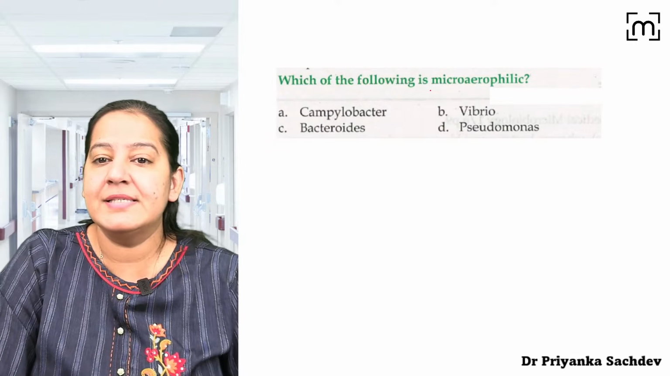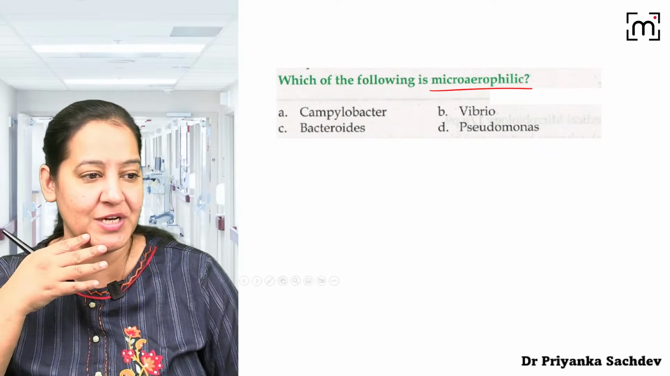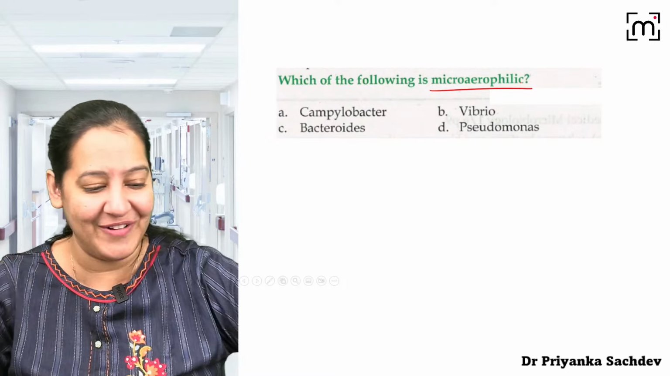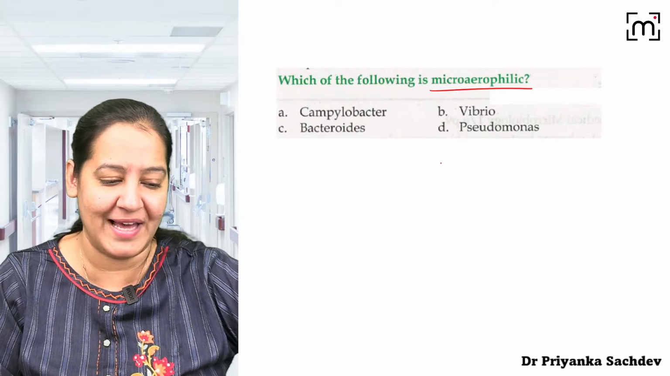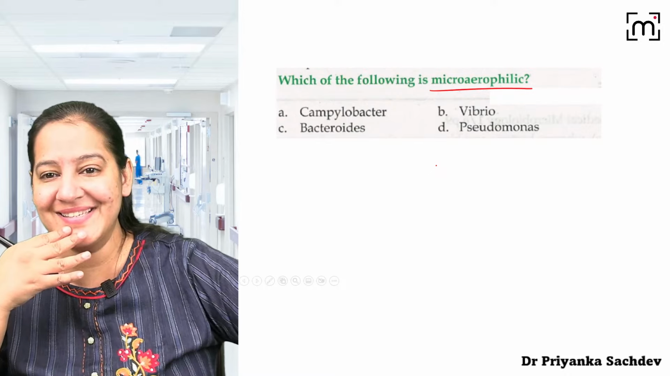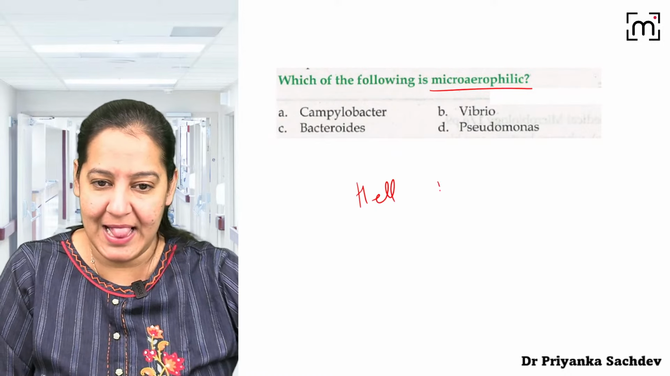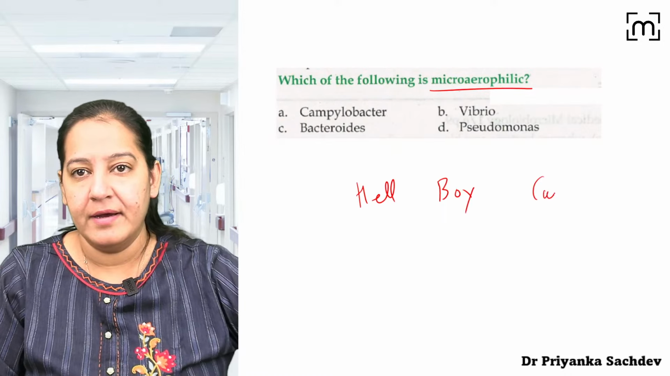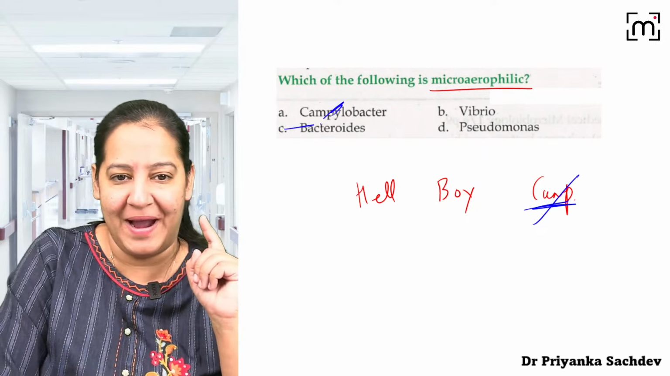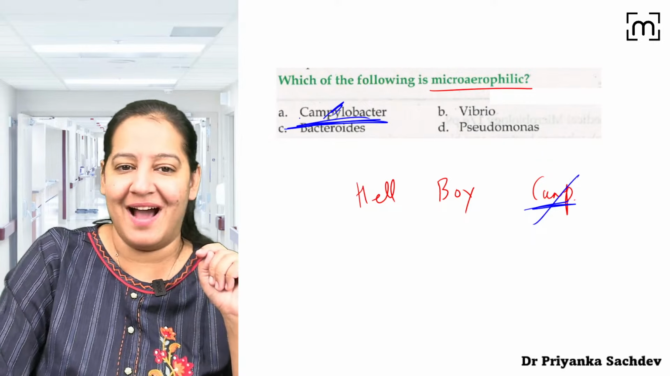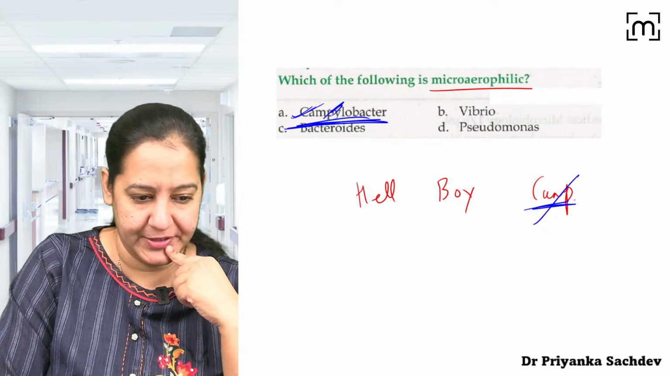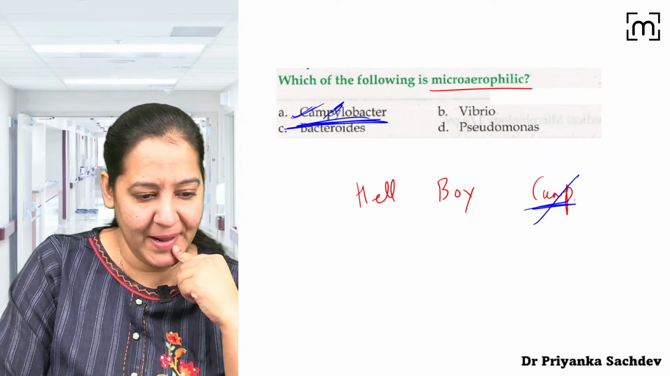Which of the following is microaerophilic? Can you solve this question now? Apply the mnemonic. Just now I told you only 3 bacteria are there, which are microaerophilic. What is the correct answer? Many students are there. So the mnemonic is hell, boy, camp. Can you apply? Yes. So the correct answer, camp, is Campylobacter. The correct answer becomes A. Very good. Not D, it's A. Right? Apply the mnemonic, no?